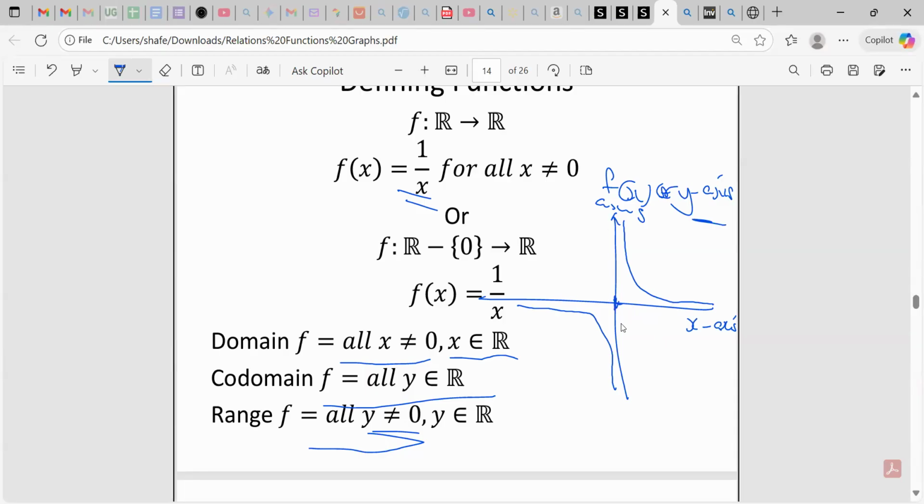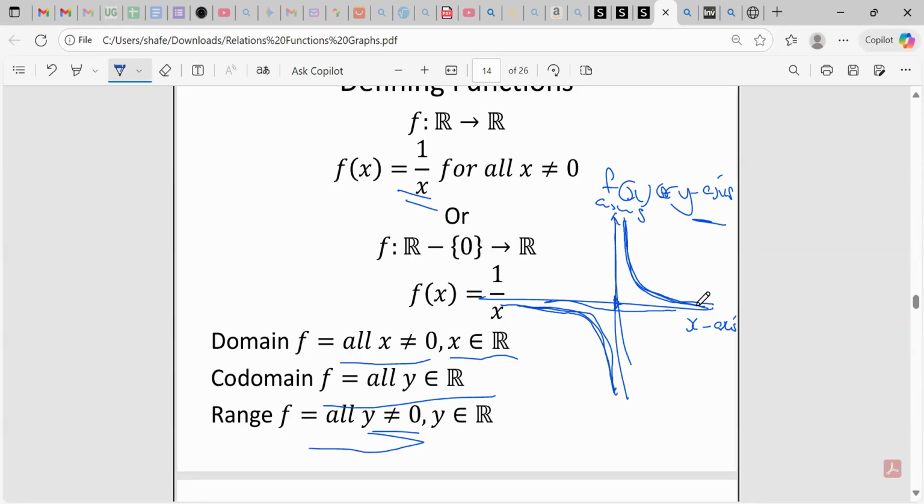The graph doesn't exist here. This is the graph here. This is the graph. These two lines, this horizontal line and vertical line, those are the axes. That's not the graph. The graph is this curve here, right? This curve here. And when x equals 0, the graph doesn't exist. There's a break in the graph.